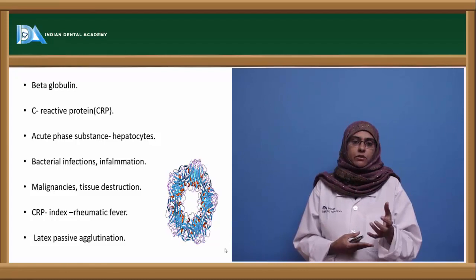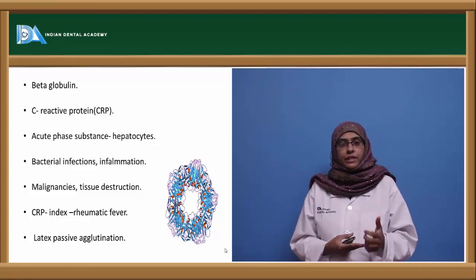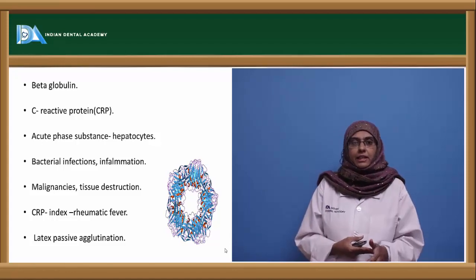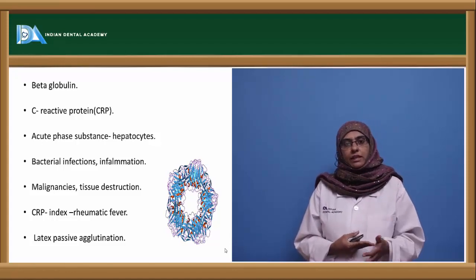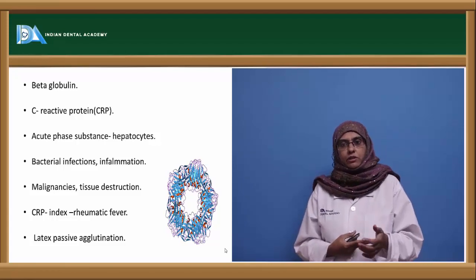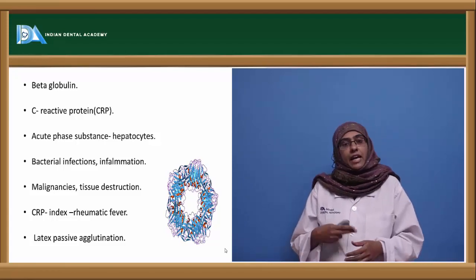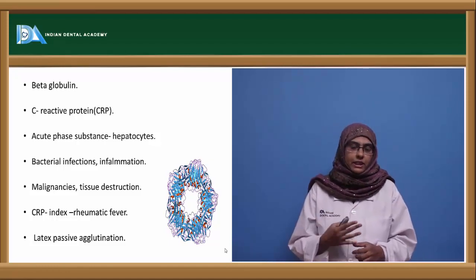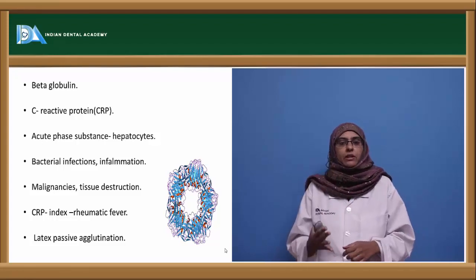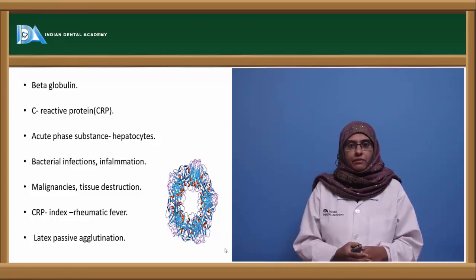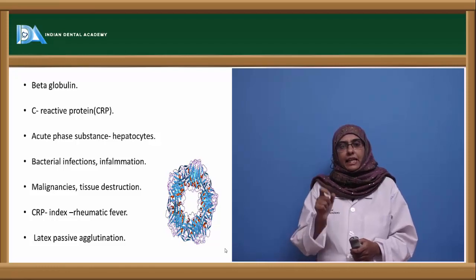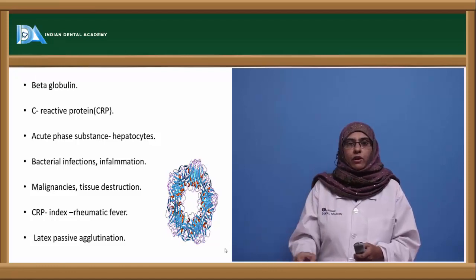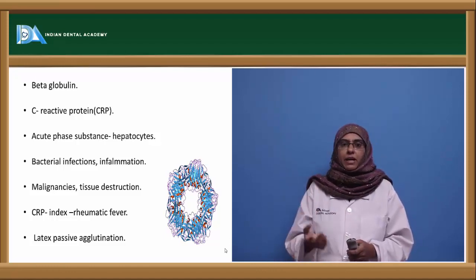And this C-reactive protein is not an antibody, but it is an acute phase protein produced by the hepatocytes during any bacterial infection. So apart from pneumococcal infection, a similar C-reactive protein can also be seen in other bacterial infections, inflammatory responses, malignancies and tissue destruction. So the index of CRP helps us to know to what extent that particular patient is suffering from that infection. So the CRP can be taken as an index in monitoring the treatment that is going on with rheumatic fever and other types of bacterial infections.